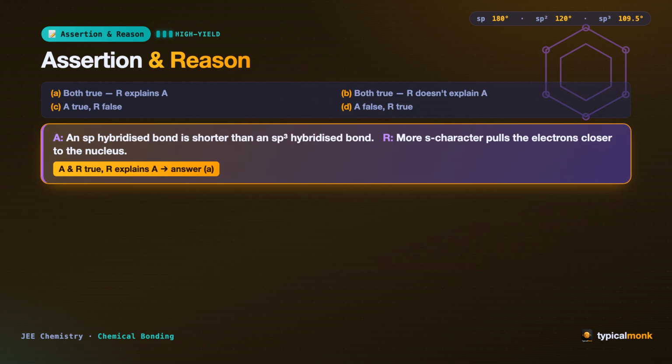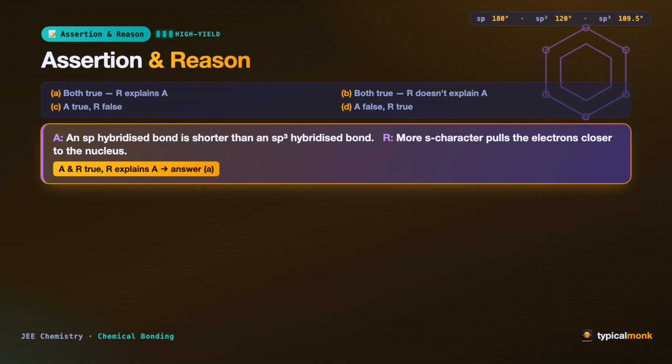Remember the 4 options. Option A, both statements true, and the reason explains the assertion. Option B, both true but the reason does not explain. Option C, assertion true, reason false. Option D, assertion false, reason true.